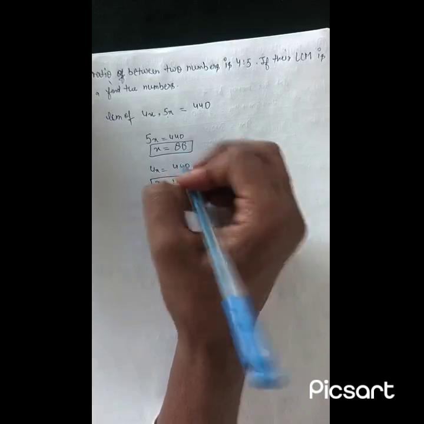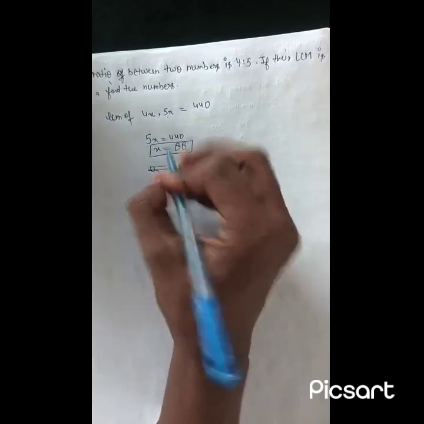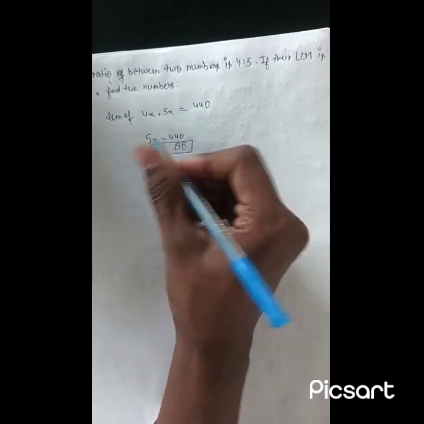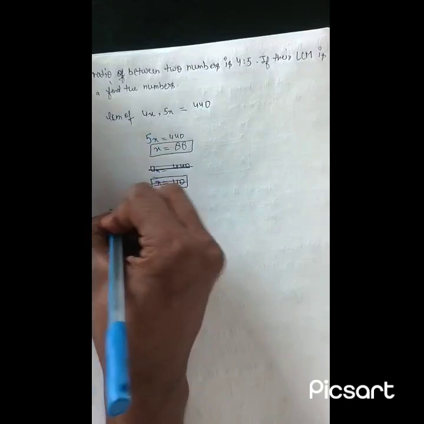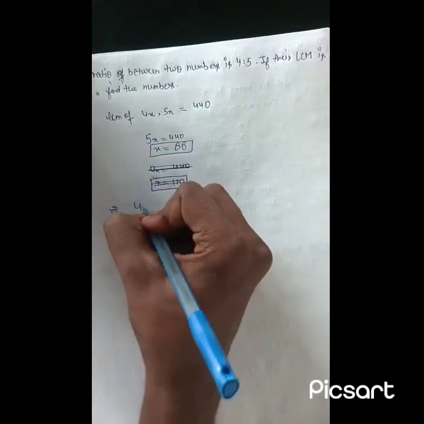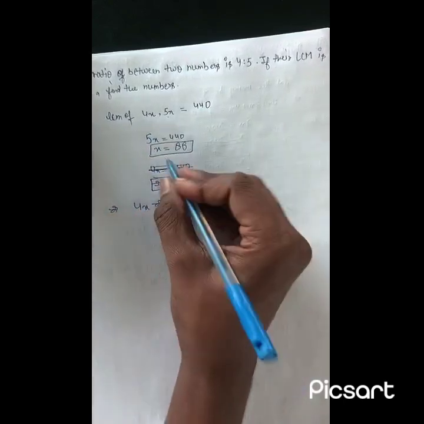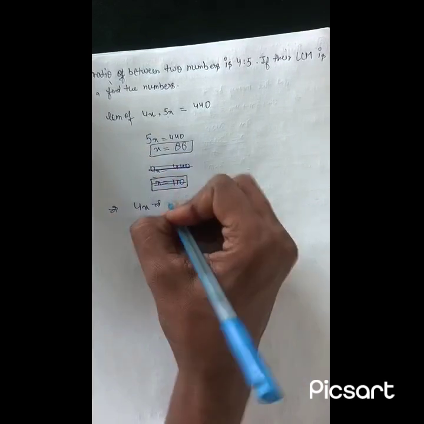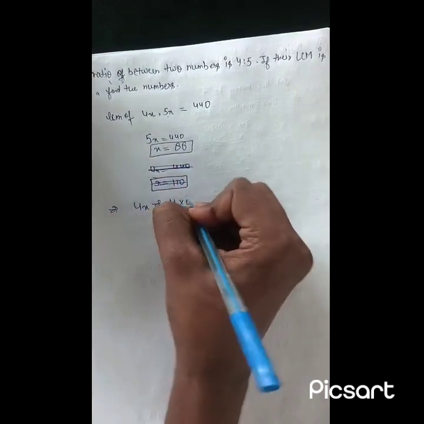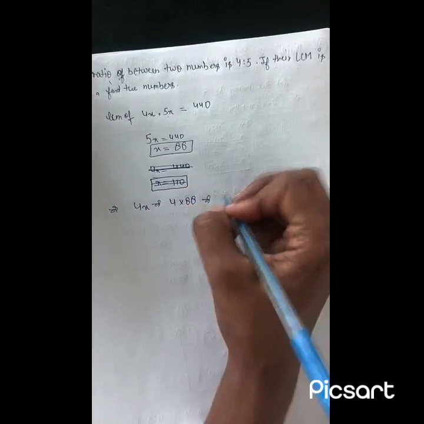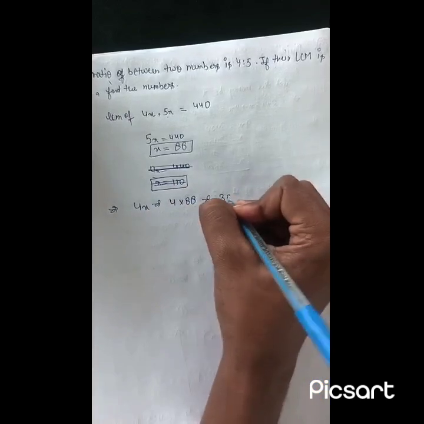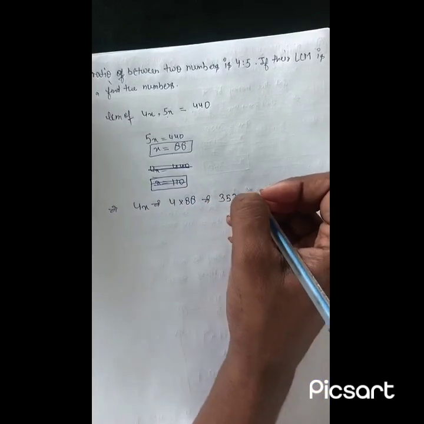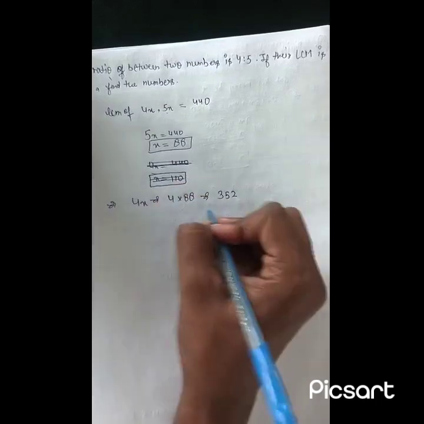We have got the value of x. So now put this value of x in 4x. If we put the value of x as 88, then 4x is 4 into 88. From here what will be the value? That is 352. This we will get.